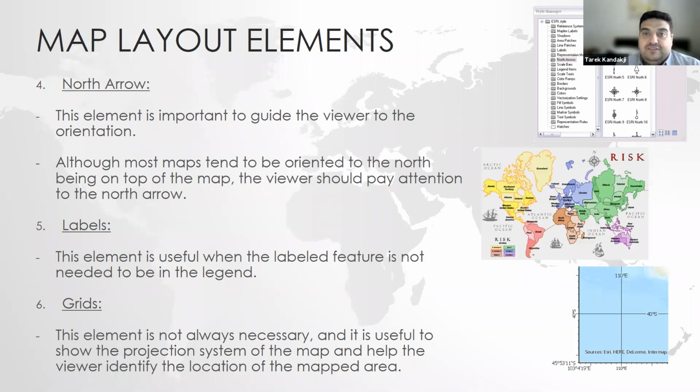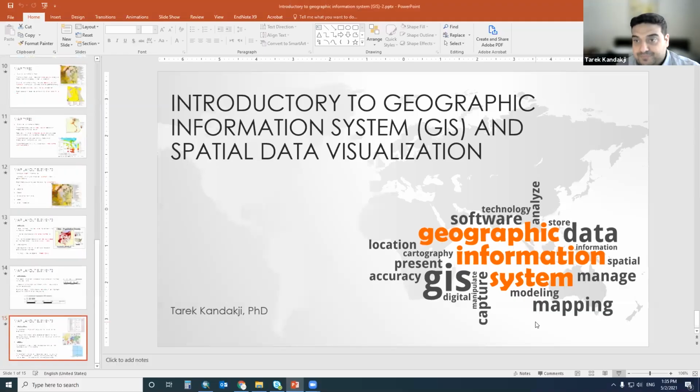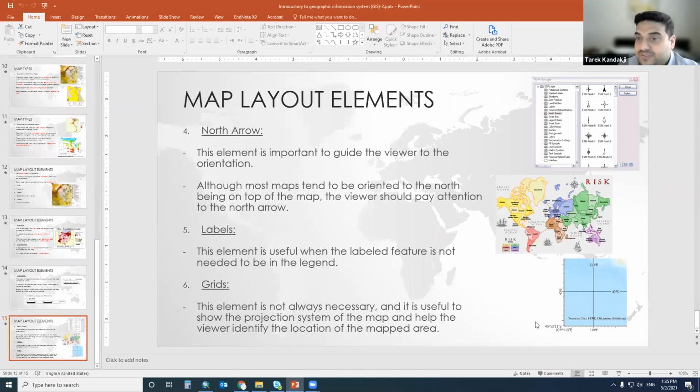So if it's a certain projection system, then I might know that the areas are exaggerated or the distances are exaggerated. So once you know the projection system, it will give you good information. And the grids and graticules are very important in showing the location of your features.